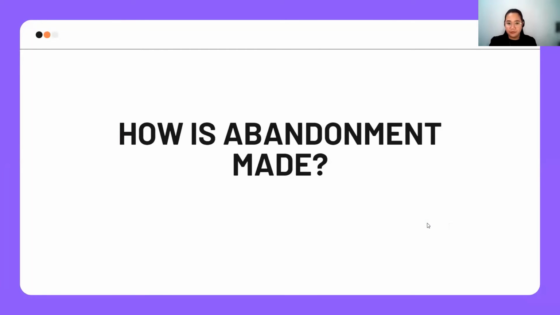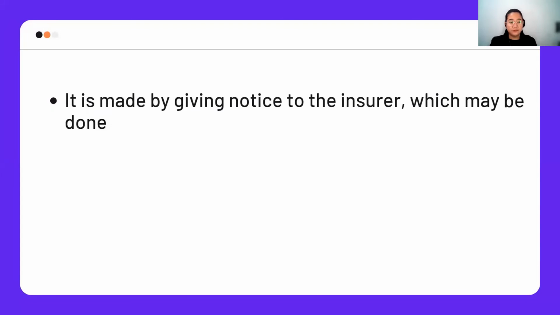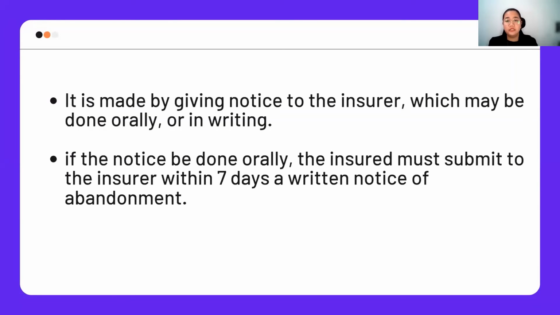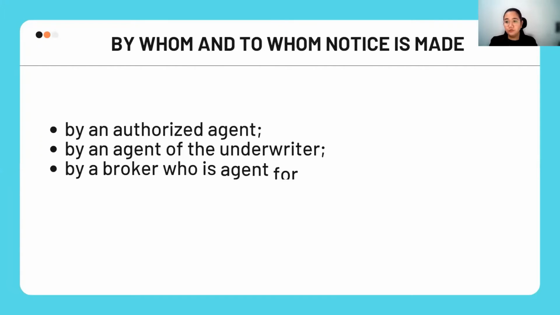So how is abandonment made? It is made by giving notice to the insurer, which may be done orally or in writing. If the notice is done orally, the insured must submit to the insurer within 7 days a written notice of abandonment. By whom and to whom is notice made? It is made by an authorized agent, by an agent of the underwriter, or by a broker who is agent for both parties.